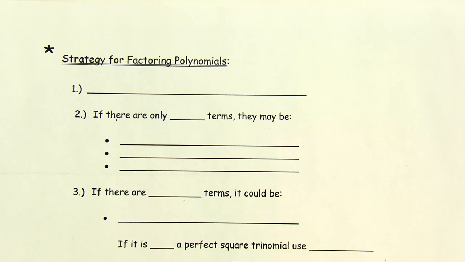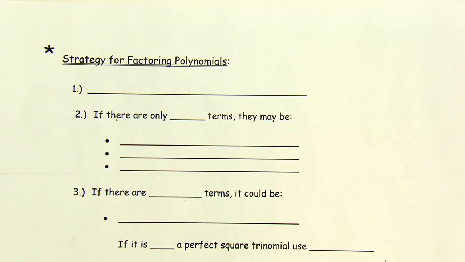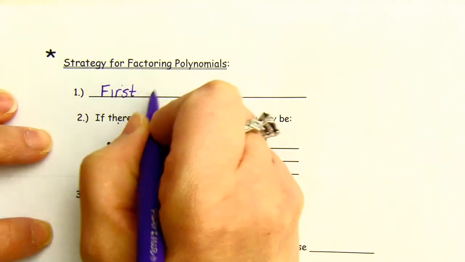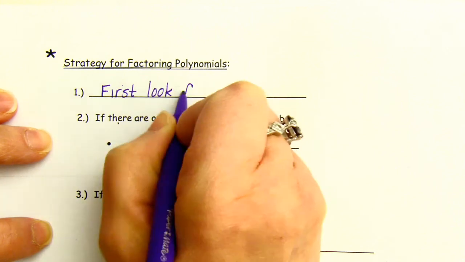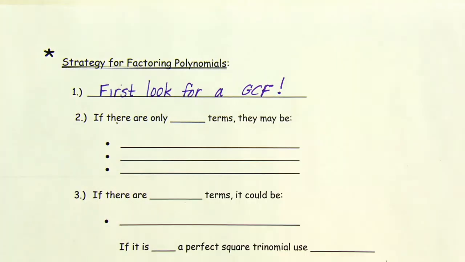All right, so strategy for factoring polynomials. The rule is first look for a GCF, because if there is a greatest common factor, that helps us make the polynomial a bit smaller and easier to work with. So first, look for a GCF. Always do that first. Then, take a look at the polynomial. You're either going to have a binomial, a trinomial, or a polynomial with 4 terms.